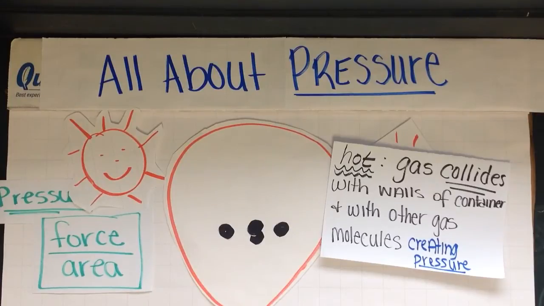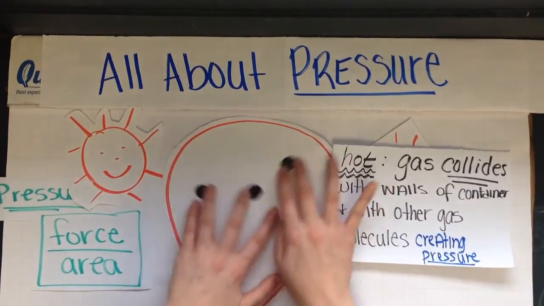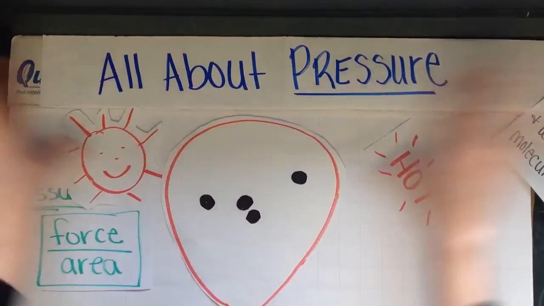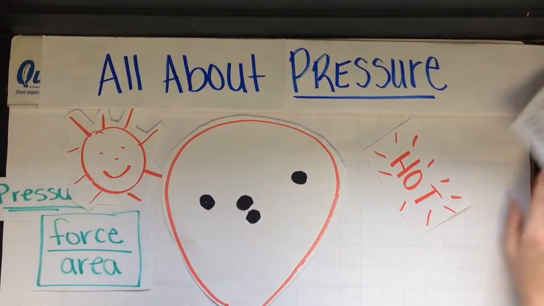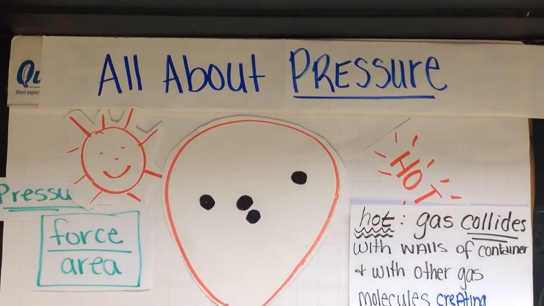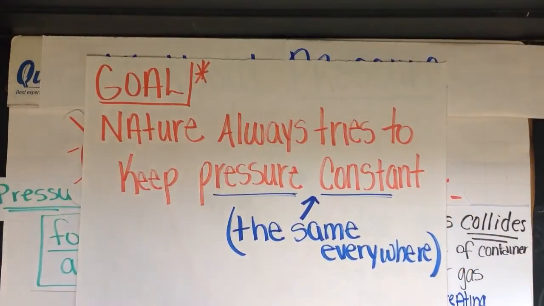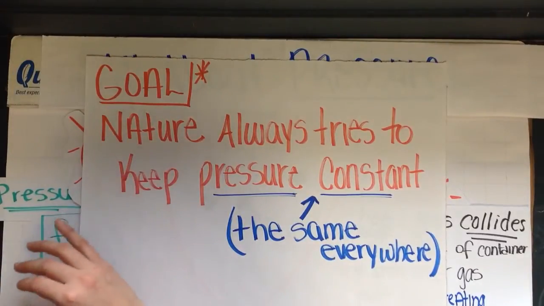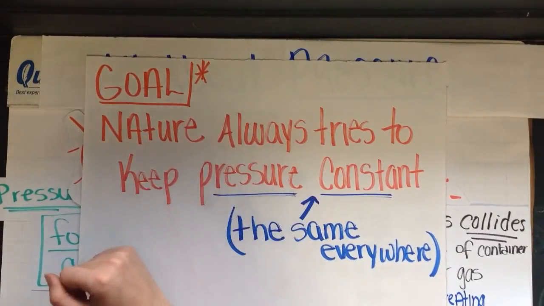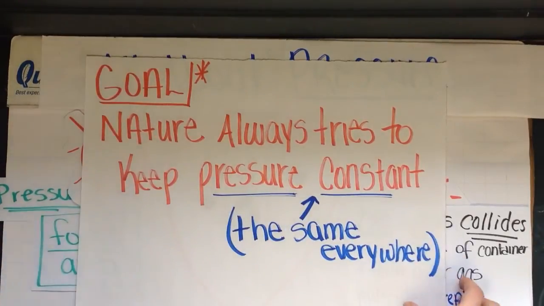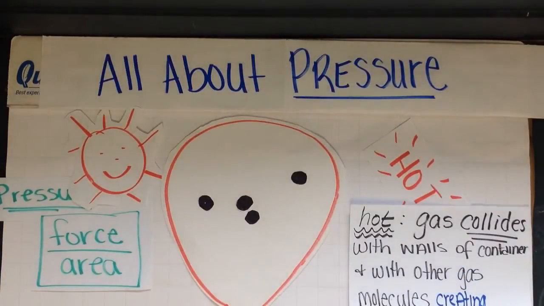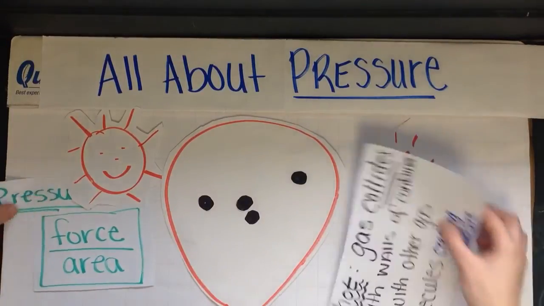Okay? Now, how come this pressure doesn't build up to the point where the balloon pops? Well, that's because of a certain goal in nature, which is this. Nature always tries to keep pressure constant. Constant means the same everywhere. So what does this mean in terms of our balloon? Okay, here's what this means.